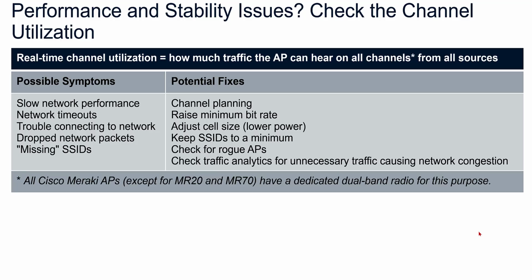So what are some of the typical symptoms that we see for high channel utilization? If it gets too high, we'll see slow network performance, intermittent connectivity, packet loss or retries, clients are struggling to join the network, or we could have missing SSIDs. Beacons get delayed or dropped. Very, very classic congestion indicators, not RF coverage issues.